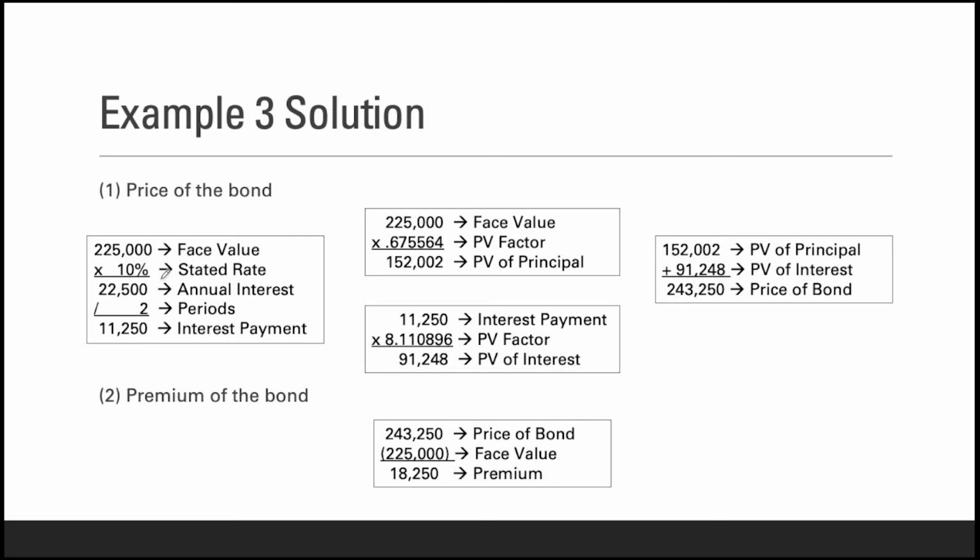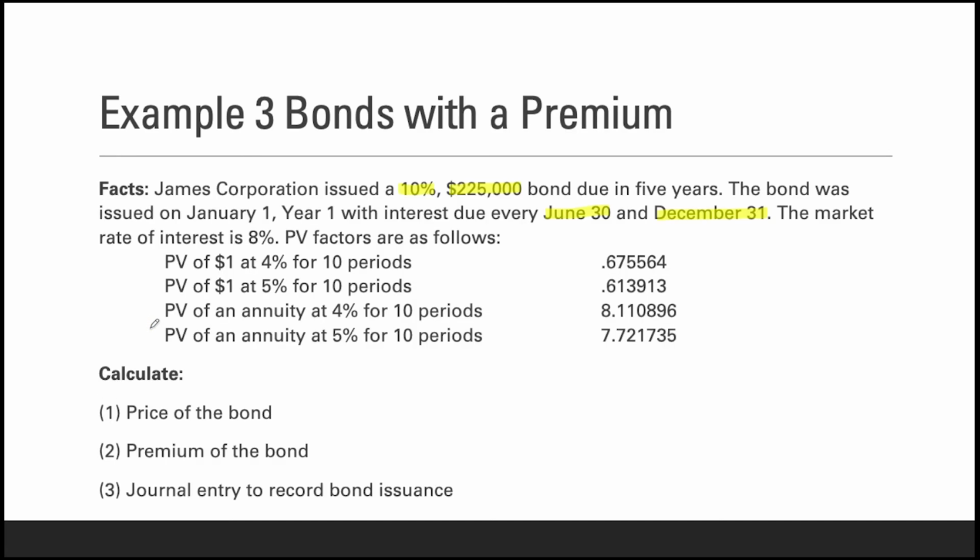So jumping to our solution, in order to figure out our interest payment, we're going to take the face value of said bond of $225,000, again multiplied by our stated rate 10% to get our annual interest of $22,500. Now, in order to find out our interest payment, we want to divide that by the number of times interest is paid out during the year, which in this case is 2, to find out each of our interest payments at $11,250. Now looking at the question, it says our market rate of interest is 8%, which we already know we're going to use to determine which of the present value factors we're going to use to calculate bond price.